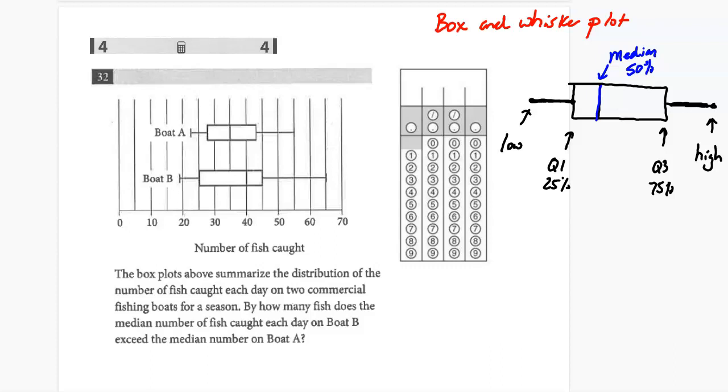So looking up here, it says the box plots above summarize the distribution of number of fish caught on 2 commercial boats for the season. By how many fish does the median caught each day exceed the median? So how much more is B than A? So the median for B is at 40, and the median for boat A is at 35. I don't really like that the median line lined up with these lines here, so that kind of bothers me. I wish it was shifted a little bit because it's kind of hidden. But nevertheless, how much more is it? Well, 40 minus 35, correct answer is 5.